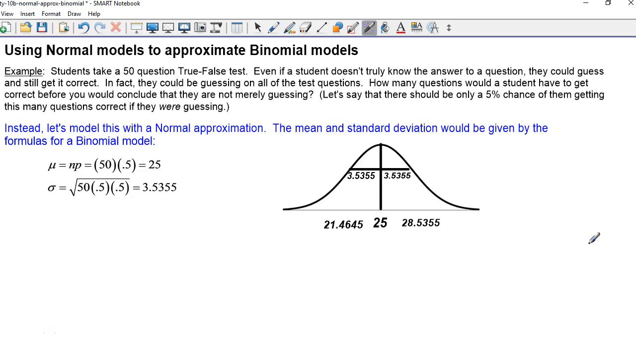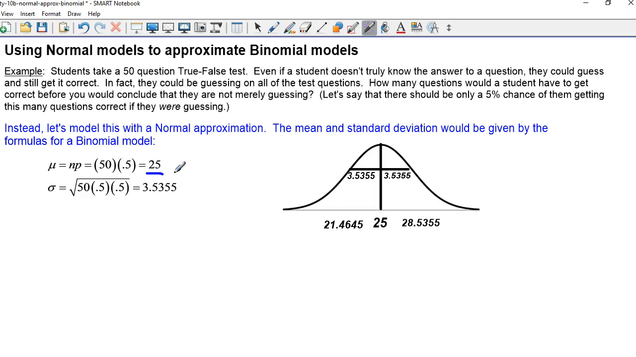And we could do that. If we were to use a normal approximation, then we could use the inverse norm function to find the boundary value. Let's explore this further to see what I mean here. The mean and standard deviation, in this case, we have 50 questions. There's a 50-50 chance of getting them right, so they should get half right and half wrong. So np would be 25, and nq would be the other 25, so that's above the 10 threshold.